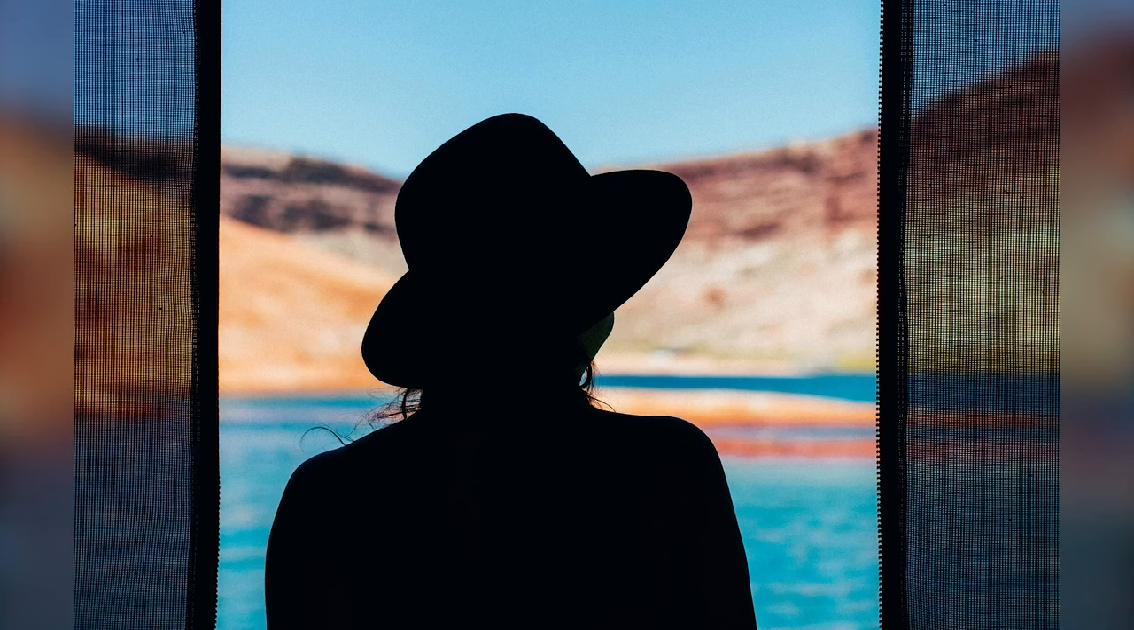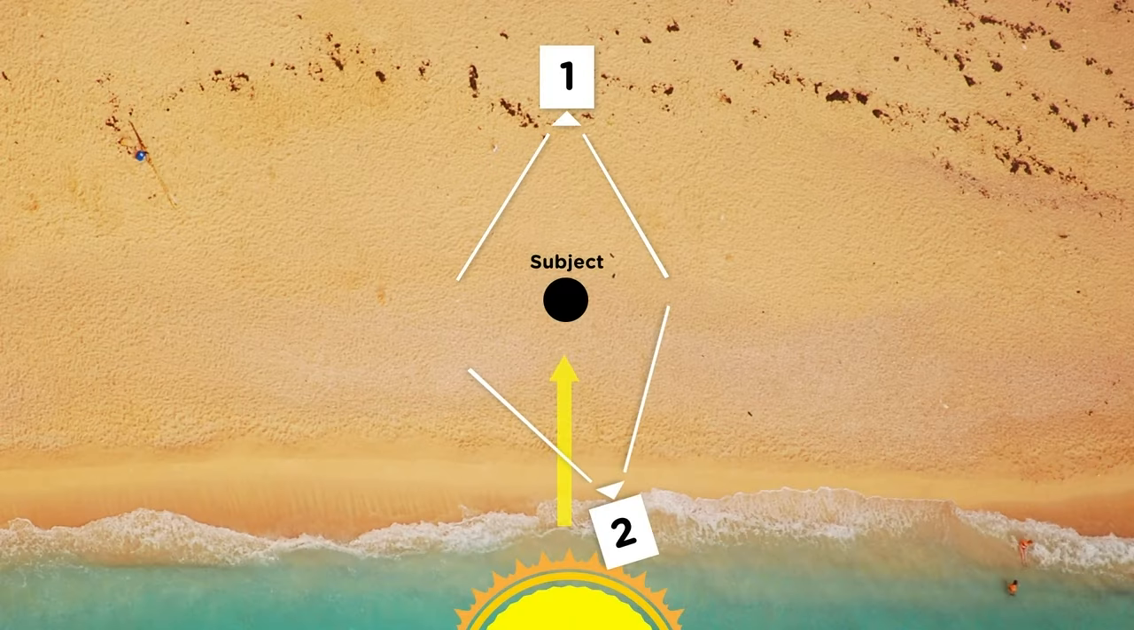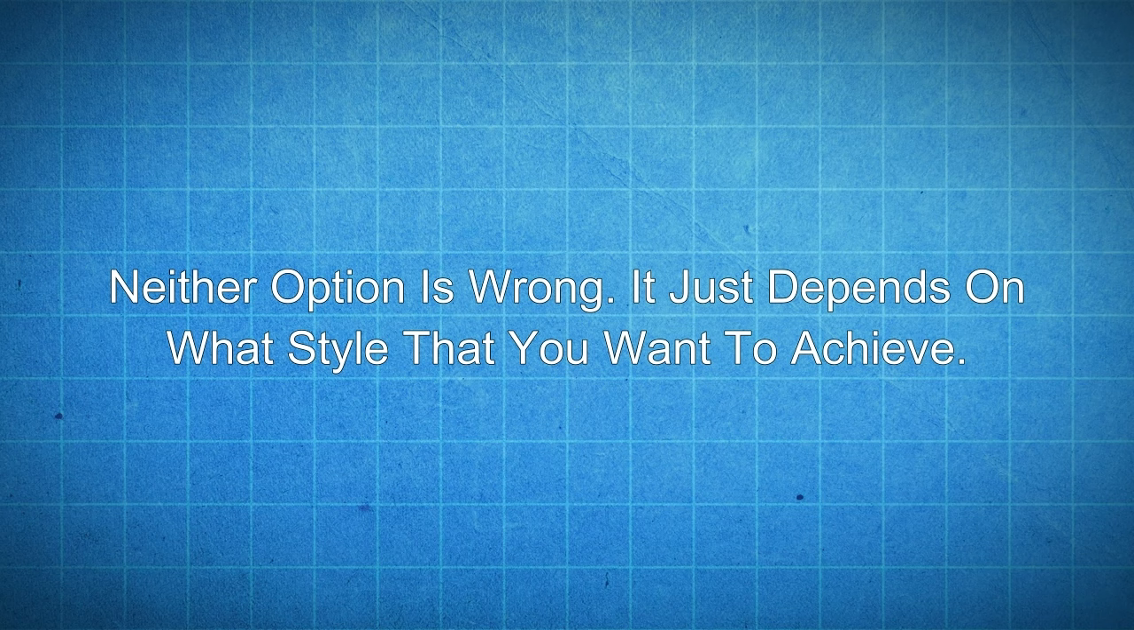Here's some examples. This was shot facing into the light, which creates a really nice silhouette. A silhouette is when your subject is completely dark against a bright background. This shot was taken more facing into the same direction that the light was casting. The subject is well lit and so is the background. Here's a diagram of the difference between the two different shooting directions relative to the light source. Neither option is wrong. It just depends on what style that you want to achieve.